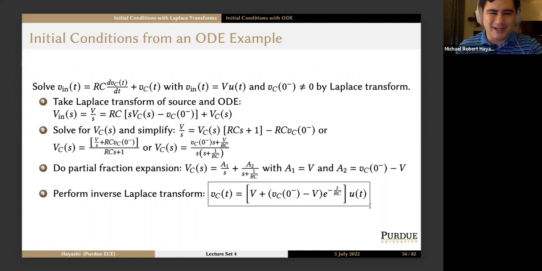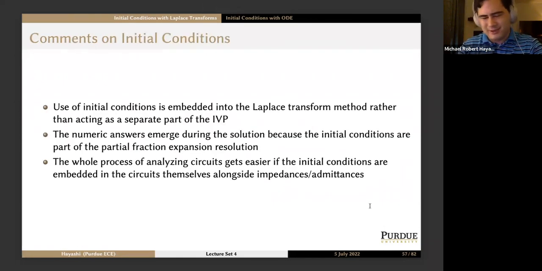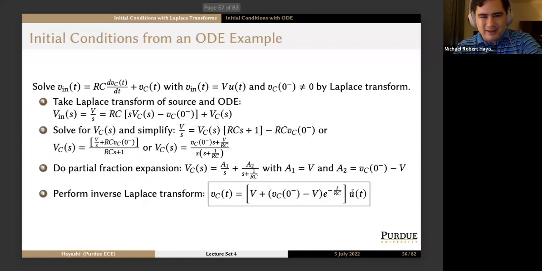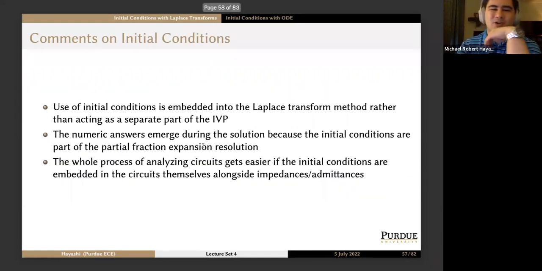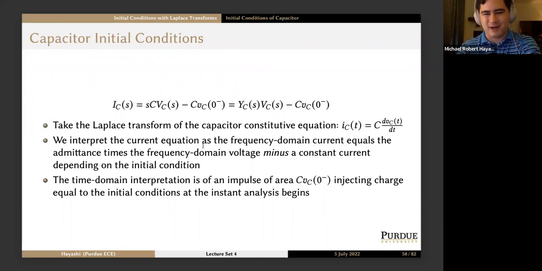Obviously, we still have this ODE, and it would be nicer if we could reduce it to even fewer steps by putting our initial conditions into the circuit itself. Right now, we did a fairly good job. Our initial condition was embedded into the partial fraction expansion resolution in the Laplace transform method, rather than being a separate part of the initial value problem from the ODE. So we're going to put it in the circuit and make things even easier on ourselves. This is the best way to do it if you were to rank the ways of doing it. So first we'll derive what we need to do.